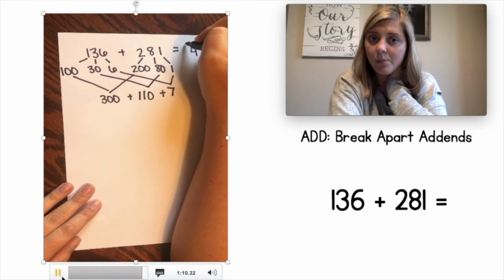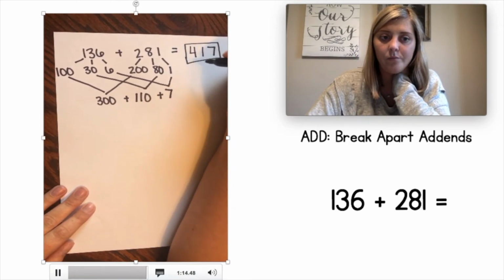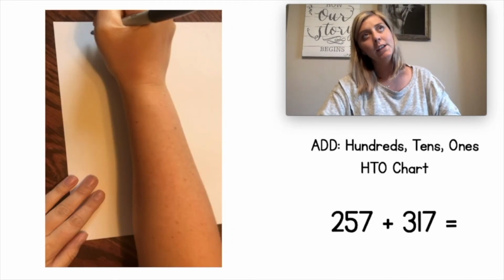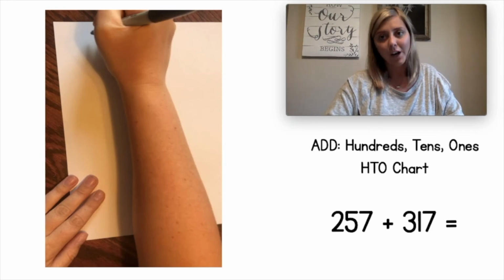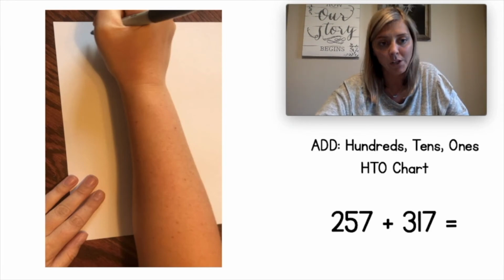Just like with my base 10 model, I got an answer of 417. And finally, for our last 3-digit addition strategy, we're going to do a hundreds, tens, and ones chart.